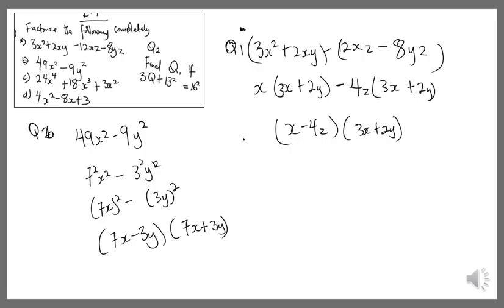Then let's look at question C. So for the C, we have 24x to the power 4 plus 18x exponent 3 plus 3x squared. And then we have to factorize this.